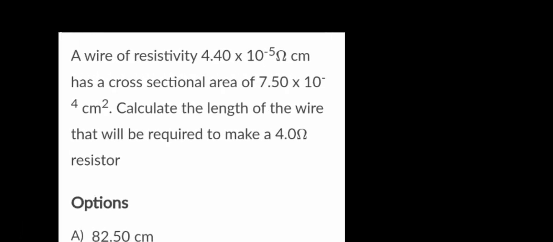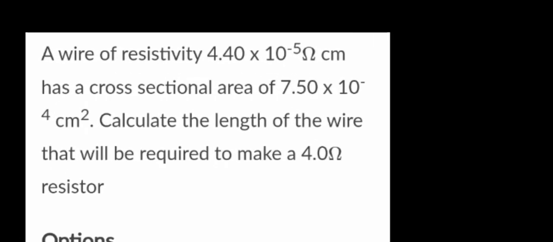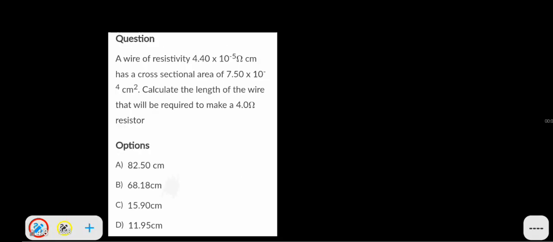So for the next question, we're told that a wire of resistivity 4.4 times 10 to the power minus 5 ohm centimeter has a cross-sectional area of 7.5 times 10 to the power minus 4 centimeter squared. We have to find the length, okay? And they give us the resistance as 4.0. So just take it, it's really straightforward.